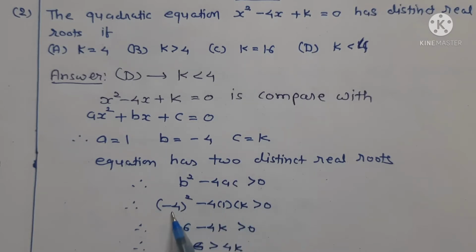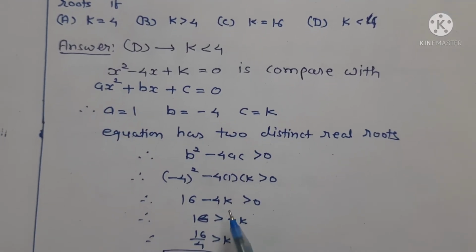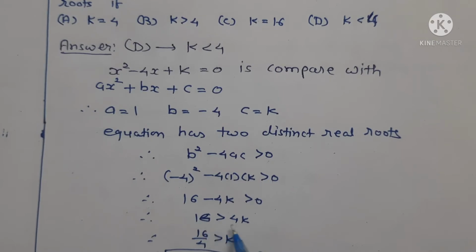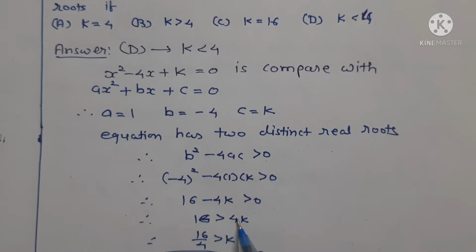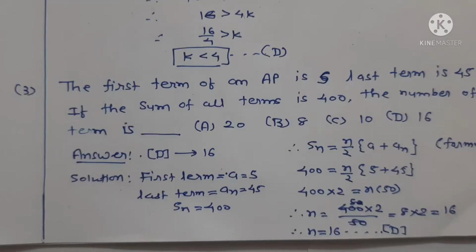By putting the values, minus 4 square minus 4 into 1 into k greater than 0, therefore 16 minus 4k greater than 0. We change the side of 4k: 16 greater than 4k. Therefore 16 upon 4 greater than k. Therefore k less than 4. D is the answer. So D, k less than 4, is the answer.